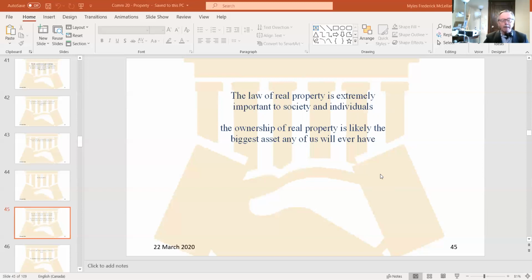The law of real property is very well established. It's obviously been in place for centuries and centuries, because society as a whole sees the ownership of real property as extremely important, both for society and for individuals in society who would like to own that real property. It's likely to be the biggest asset any of us may ever own for the most part, right? So in fact, it's incredibly important.